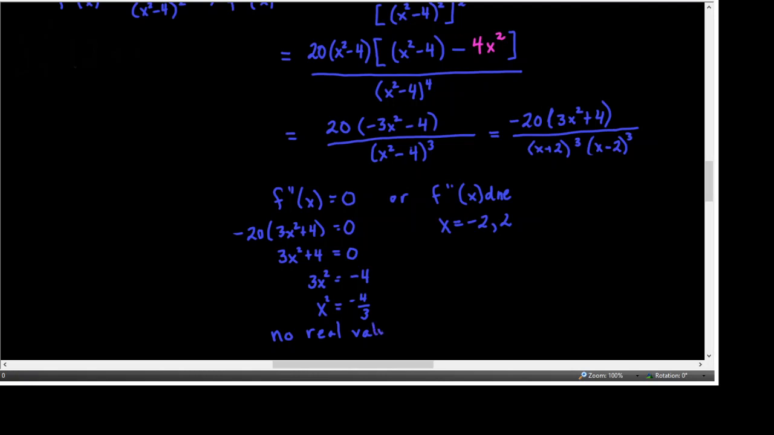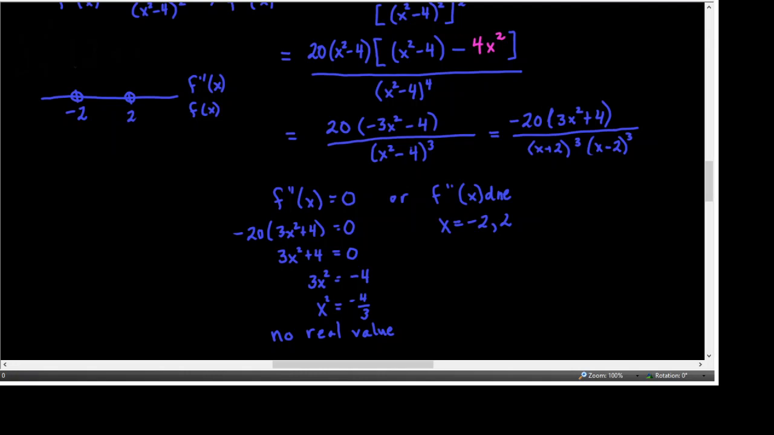There's no real value of x that when you square it you get negative 4/3. So we don't get any important numbers from equals 0, but in our number line analysis for the second derivative, we still have two important numbers, which will give us information about the function's behavior. And that's going to be at negative 2 and 2. Open circle, because that came from does not exist.